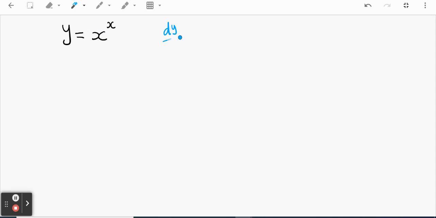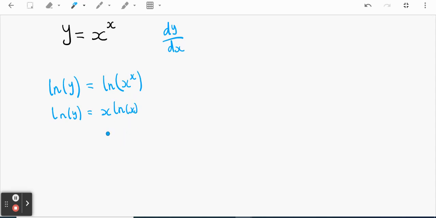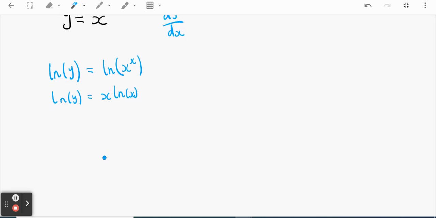And to work out dy/dx, what we would do is take the natural log of both sides. So we have natural log of y equals the natural log of x to the power of x. And why would we do this? Well, it means that we can now use our log laws, and it becomes x times ln of x, using that power law. Now we can differentiate both sides with respect to x.